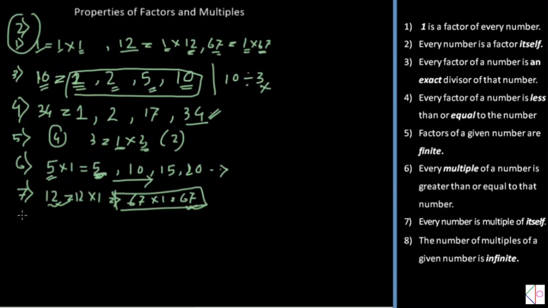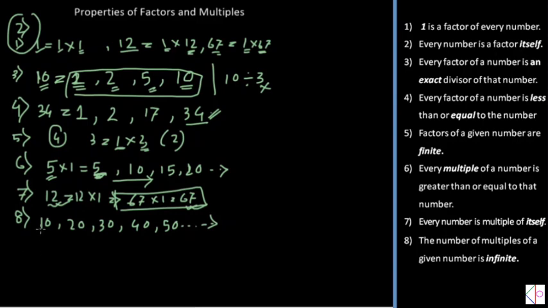So property 8: the number of multiples of a given number is infinite. Yes, that is infinite. We can't count how many multiples there are of a number. So let us take the example of 10. The multiples are 10, 20, 30, 40, 50, and it goes on. If we multiply 10 by other values, up to 5, that is why we got 50. But we can move on and on and on. We can multiply 10 by 100,000 or 1 lakh, anything.